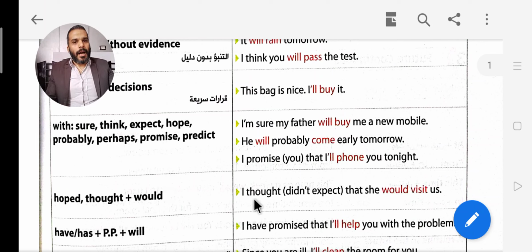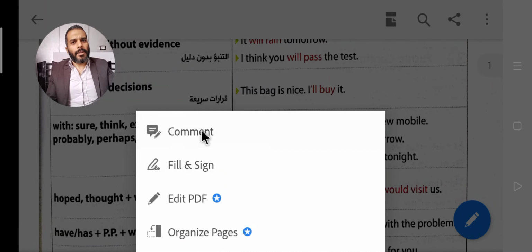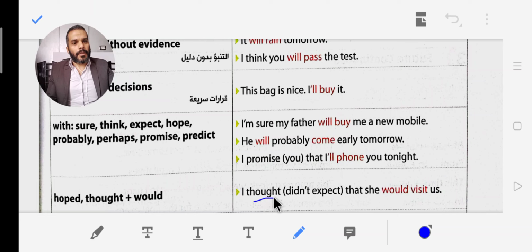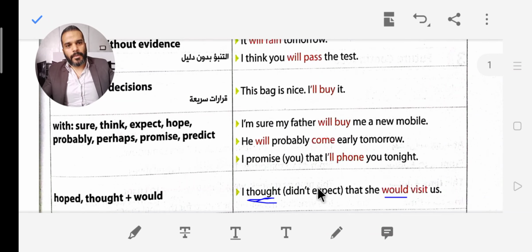For example, I thought or I didn't expect that she would visit us. I thought that she would visit us. But if we say I think instead of thought, we say I think that she will visit us. But if I say I thought in the past form, I thought that she would. But I think that she will visit us. Okay? You see?